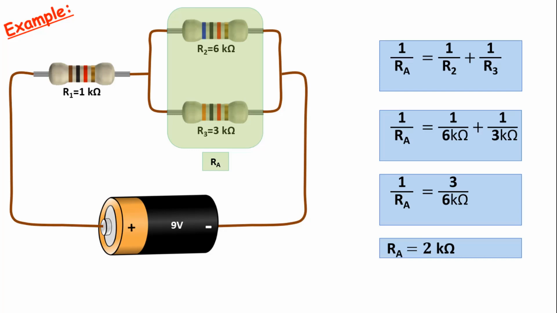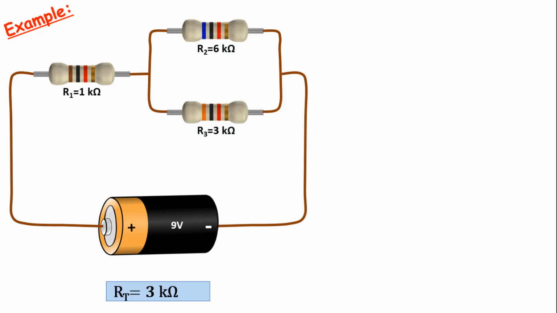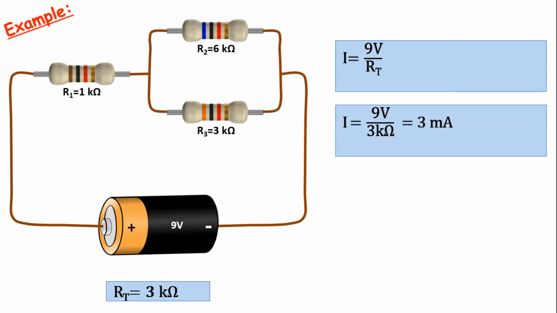Now we can find the total equivalent resistance. The resistance R1 on the left side is connected in series with the Ra value we found. If we call the total equivalent resistance RT, this value will be 3 kΩ from the 1 kΩ plus 2 kΩ operation. We have found the equivalent resistance. Now we can find the mains current, that is, the total current. If we call the mains current I, it will be 3 milliamps from the 9 volts divided by 3 kΩ operation. The mains current also flows through resistor R1.